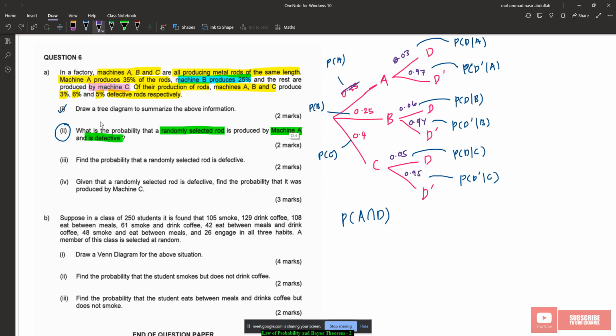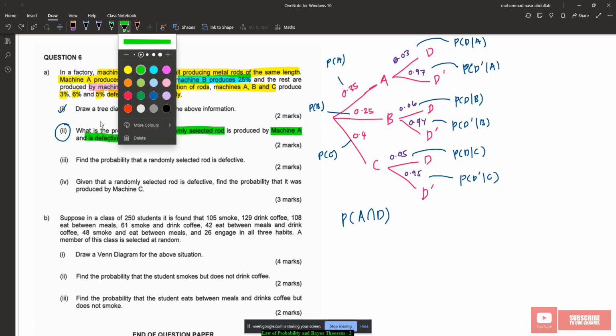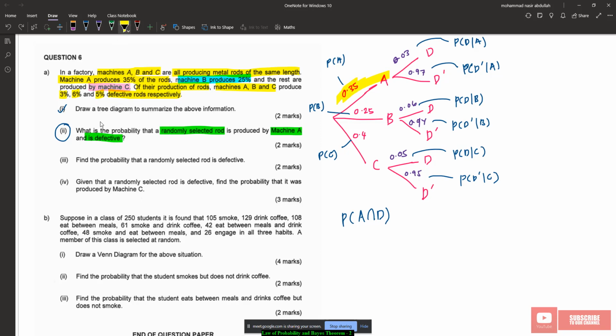What we want to find here is A and defective. That means we want to find the probability of A intersect D. So this should be equal to 0.35 multiplied by 0.03. What is the answer? 0.0105, right? Okay.